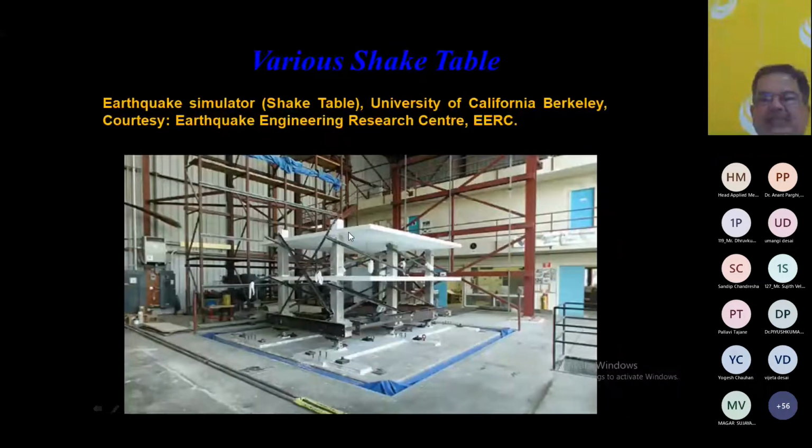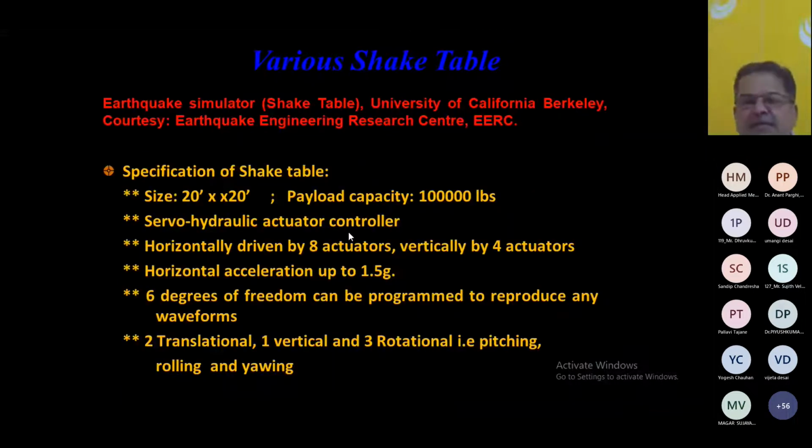Basically, it is servo hydraulic. So you can input the real earthquake time history, and you can test the model under the time history. It is driven horizontally by 8 actuators and vertically by 4 actuators. So we have 4 actuators in X direction, 4 actuators in Z direction, and 4 actuators in Y vertical direction, right? And this is very important.